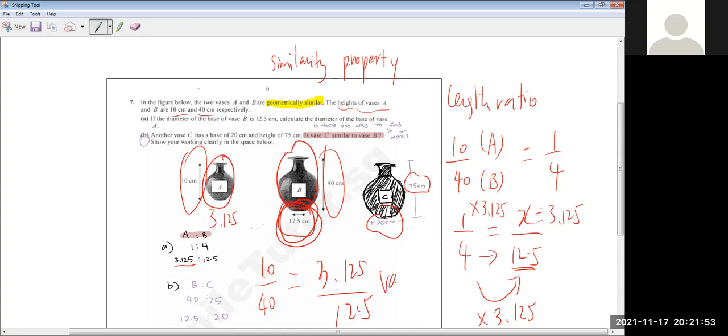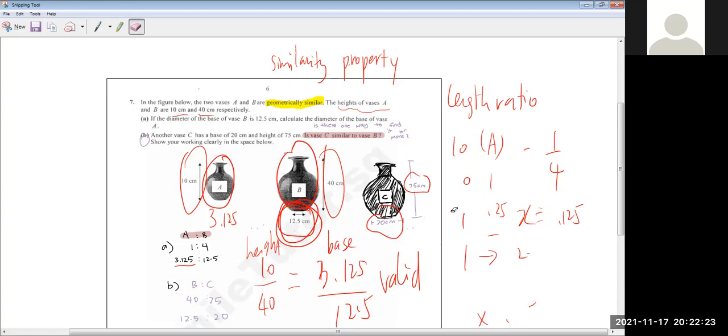Okay, so this is valid. This is the height ratio. This is the height ratio. This is the base ratio. If it's valid, then that means A and B, they are similar. So you just need to test whether the height ratio and the base ratio are the same or not for B and C. Okay? Yeah. So I'm going to do that.